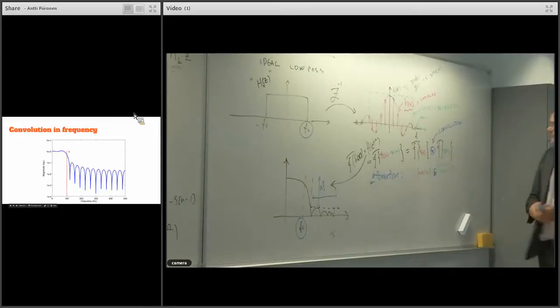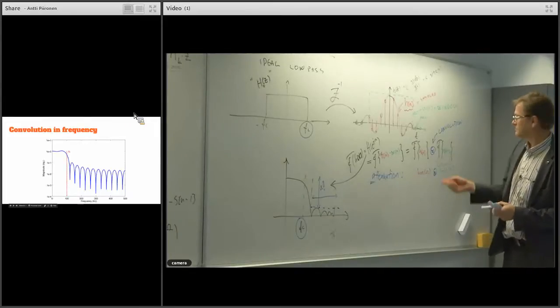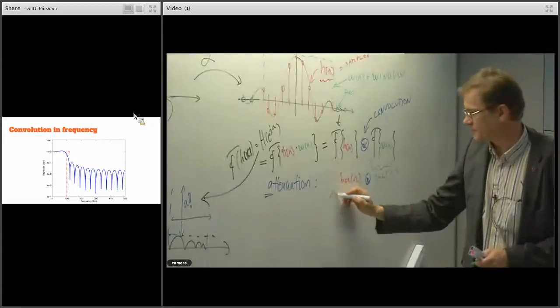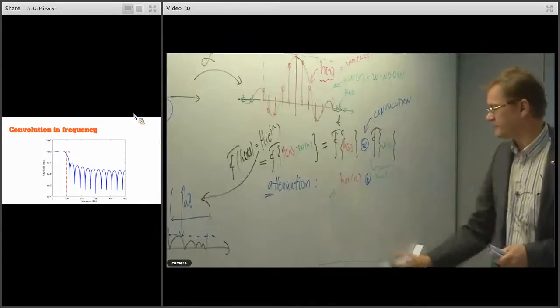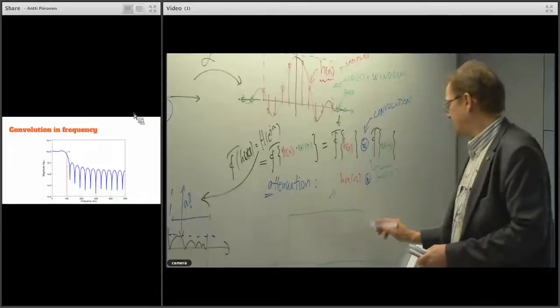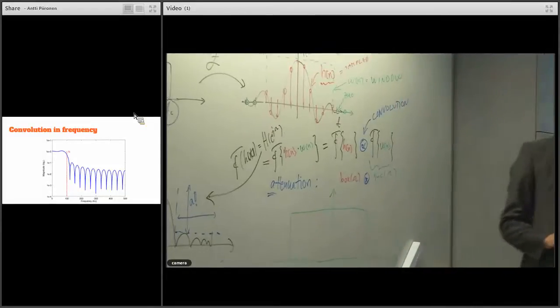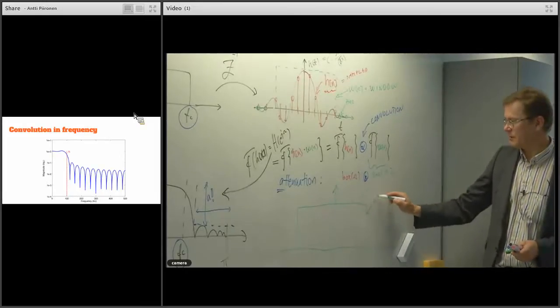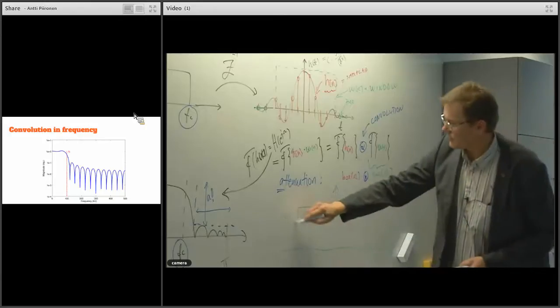Okay, so to get the attenuation better, we need to take a look at not the sinc part, but this window. This kind of window, a rectangular window, actually produces quite a lot of high frequency components from the edges.